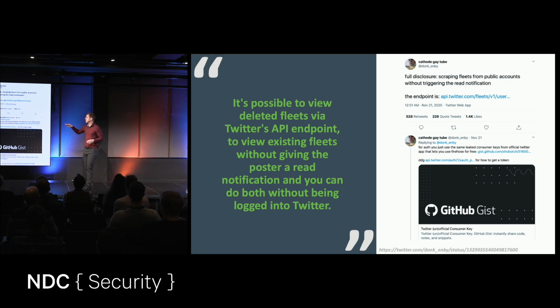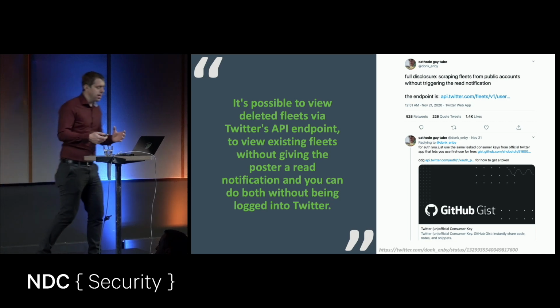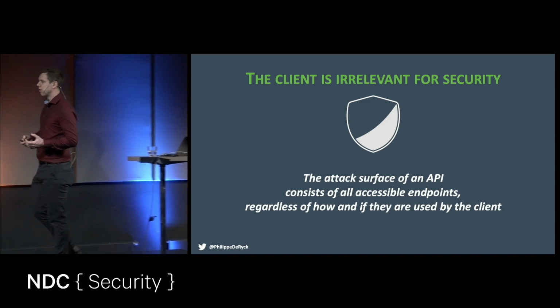They also had things disappear after a while. That's the whole point of temporary data. It disappears, but the client just didn't show it anymore. The API still returned the data if you knew how to get it, which is, again, not how things are supposed to go. What I'm aiming at here is that the client is irrelevant for security.